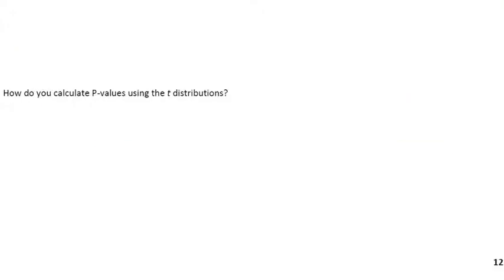Okay, and then scrolling down here, how do you calculate p-values using the t-distributions? So we've actually calculated probabilities with t-distributions before. Don't forget, you've got to use degrees of freedom, right? That's something you always have to mention if you're using t-distributions. So what are the degrees of freedom? And there's two ways you can find this.